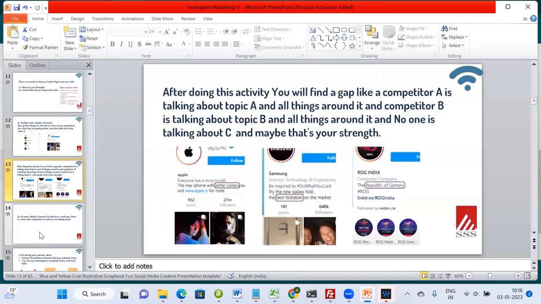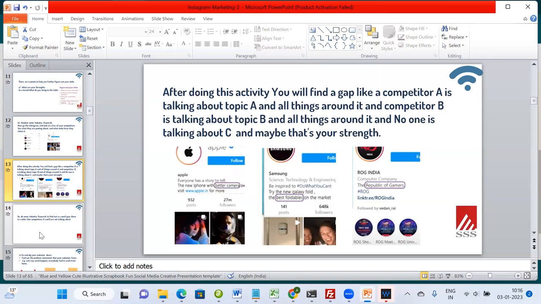After doing this activity, we'll find a gap, like competitor A is talking about topic A and all things around it, and competitor B is talking about topic B and all things around it, and no one is talking about C, and maybe that is a strength. So this is why industry research about the competitor is important, because when you are coming to your audience, it is important that you come as a different player.